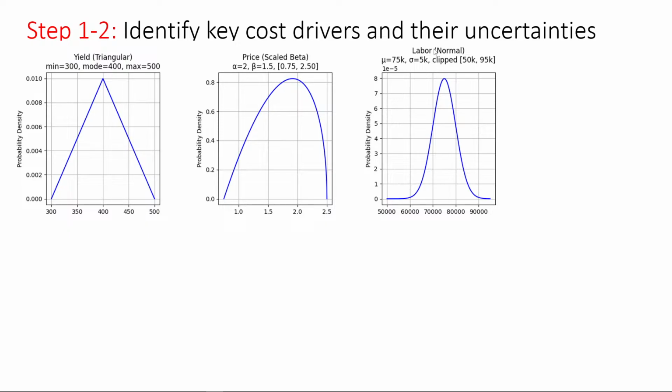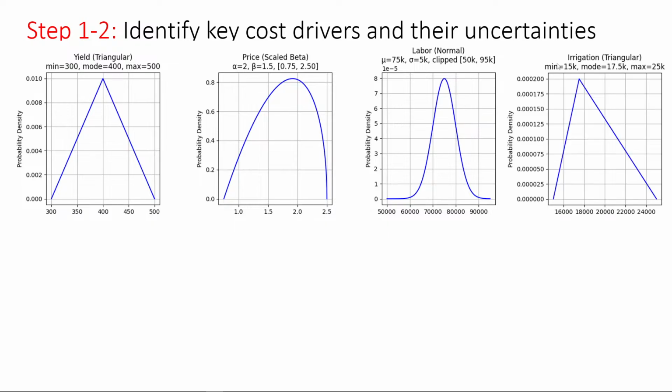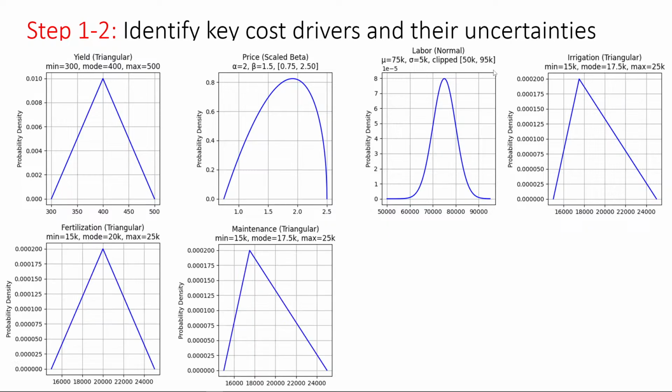Here for the normal distribution, it is clipped around this value. So this is my labor here. It could be plus or minus 5,000 or more. This is my irrigation. It's more skewed to the left, so I'm also more optimistic here, that I could save on my irrigation costs if I have favorable weather conditions.